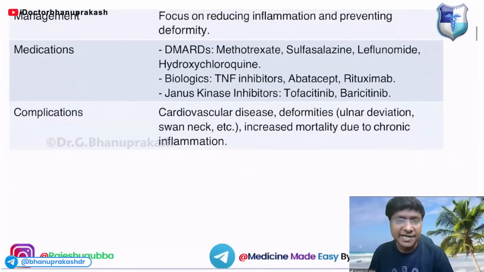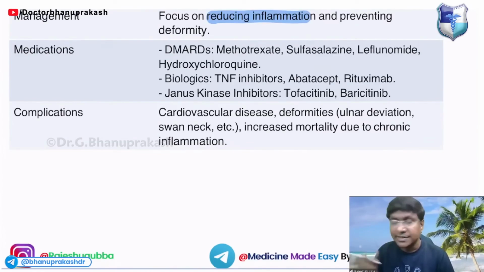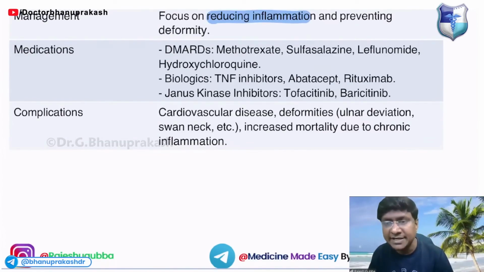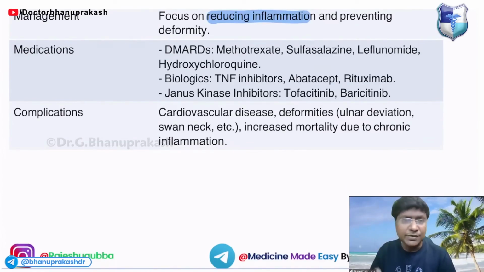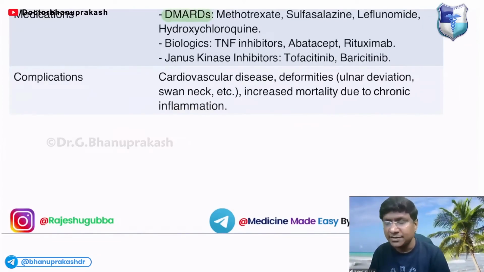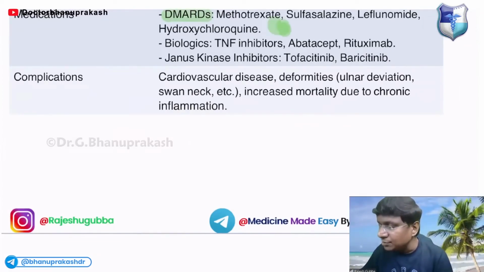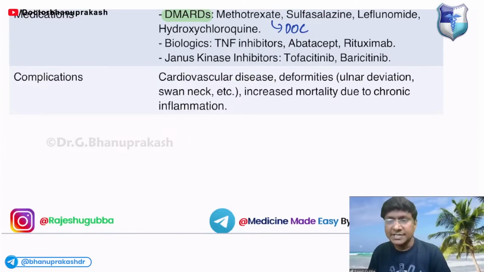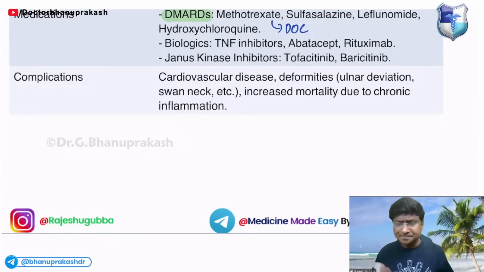Now, whenever you are treating these patients, what should you focus on? You should focus on reducing the inflammation and preventing the deformity. So in acute cases, you can give NSAIDs as well as steroids, but as a part of the maintenance, the drugs that you should give are the DMARDs, disease-modifying anti-rheumatic drugs. And in these disease-modifying anti-rheumatic drugs, what is the drug of choice? The drug of choice will be methotrexate. Methotrexate is considered the drug of choice, right?